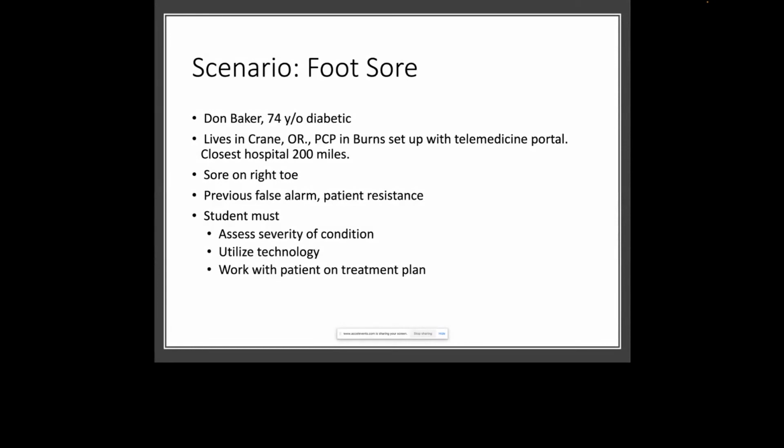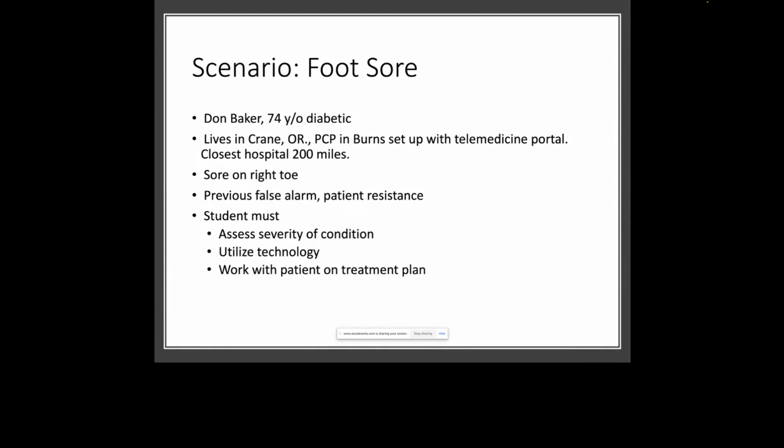So what's this actually look like? Well, here's the scenario. Don Baker's a 74-year-old diabetic. He lives in Crane, Oregon. You'll see on a map here how remote this is. His primary care provider is in Burns, who set up a telemedicine portal for this patient. And the closest hospital is 200 miles away. And this is very common in these areas.